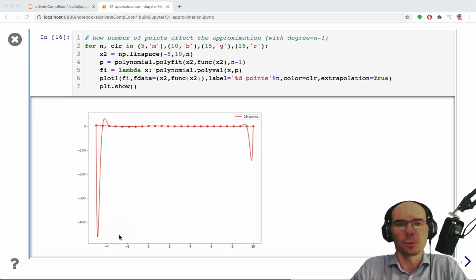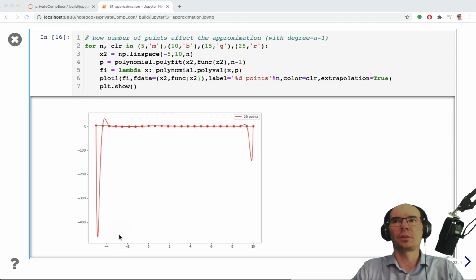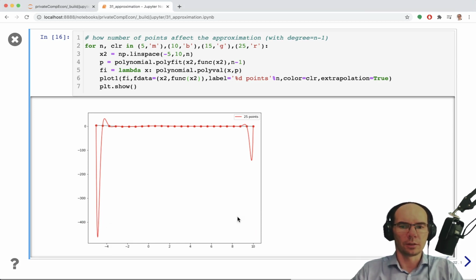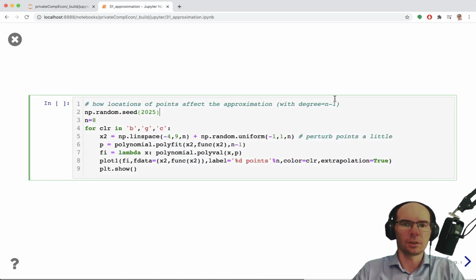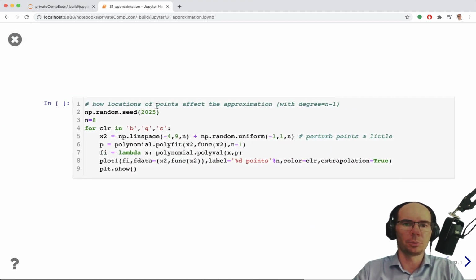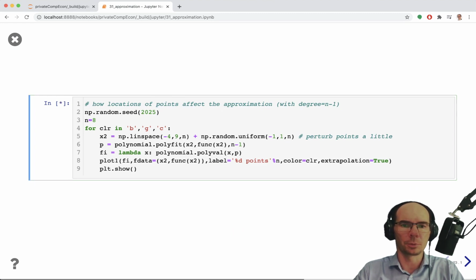The conclusion that we have to make here is that by increasing the number of points in this polynomial approximation, we are actually not necessarily increasing the accuracy of the function approximation when it's approximated with polynomials. Okay, let's look at how the location of the points, of the nodes, affects the polynomial approximation.